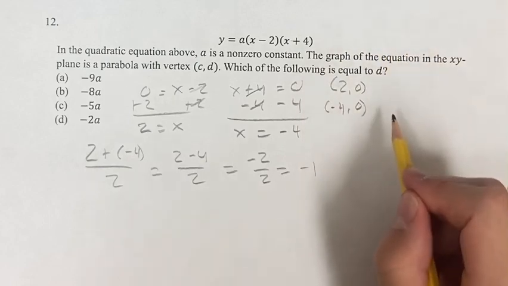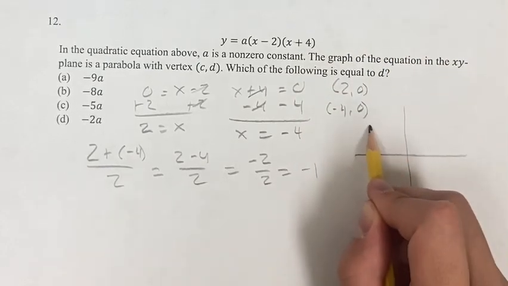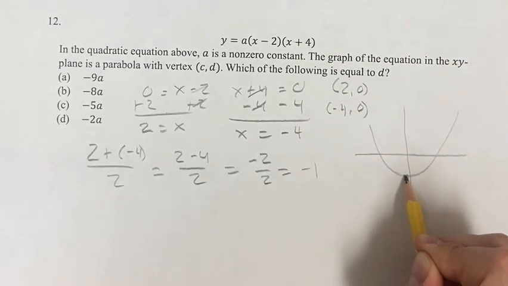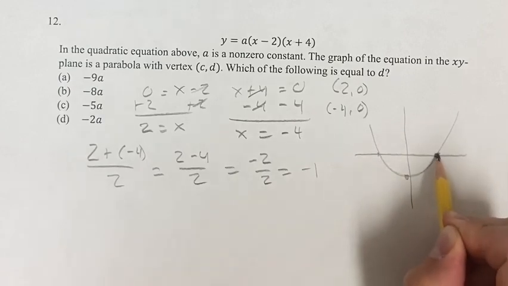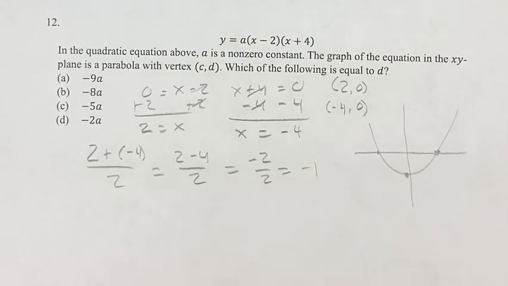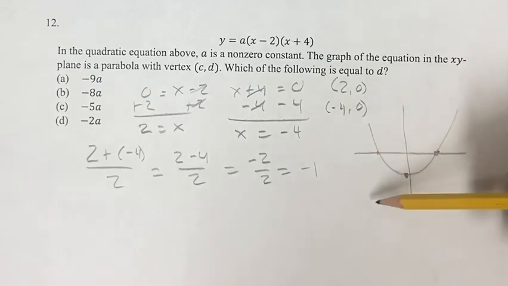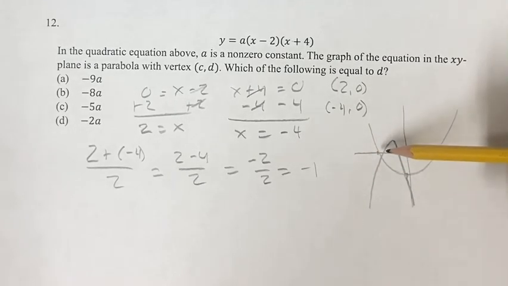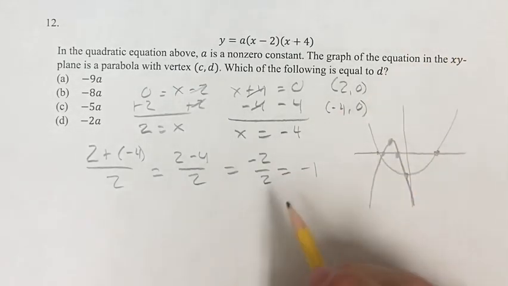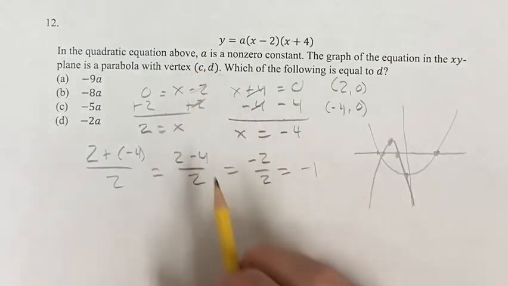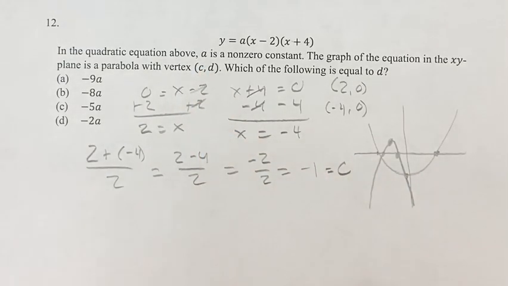Just for a quick visualization of this, if we have a random parabola, you'll notice the vertex is going to be halfway in between the two x-intercepts when you're looking at it in the x direction, right? Another one right here. Again, these graphs aren't perfect, but you'll see the vertex is halfway between. So that's how we get that the x value of the vertex, which is C, is negative 1.